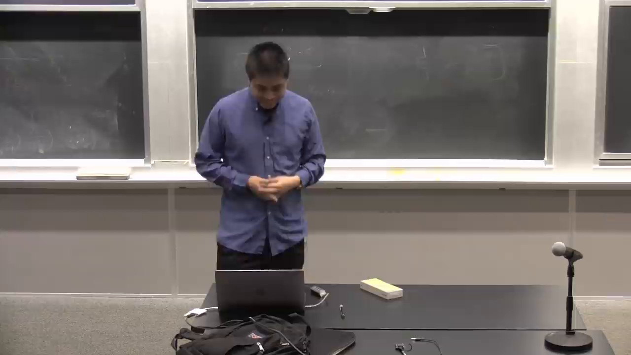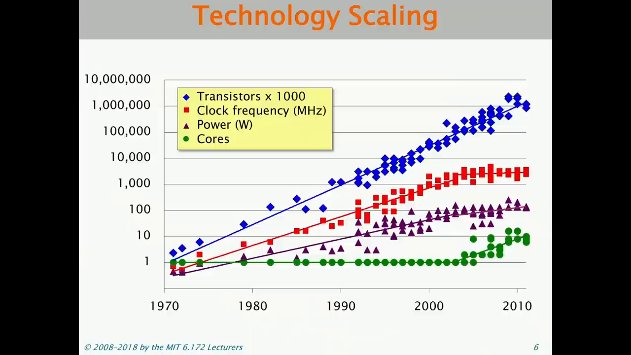So to solve this problem, semiconductor vendors didn't increase the clock frequency anymore, but we still had Moore's law giving us more and more transistors every year. So what they decided to do with these extra transistors was to put them into multiple cores and then put multiple cores on the same chip. So we can see that starting at around 2004, the number of cores per chip becomes more than one.